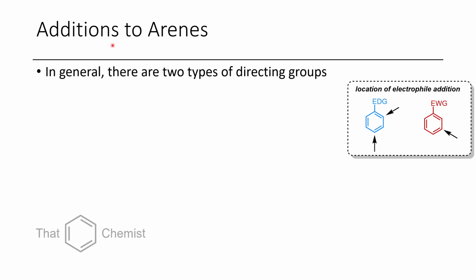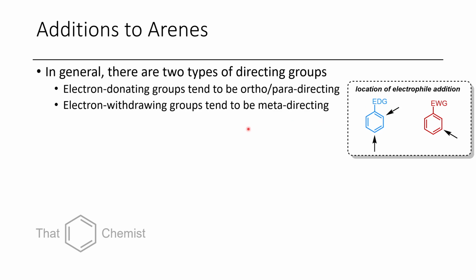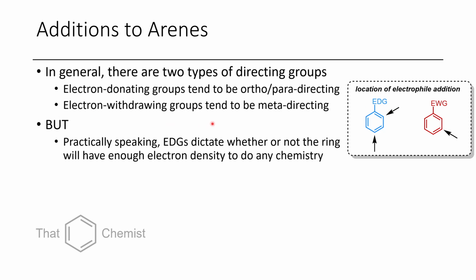So you can add different electrophiles to arenes. These could be carbon electrophiles, halogen electrophiles, nitrating agents, sulfonating agents, and in general, you can have two different types of directing groups. You can have ortho-para directing groups, which are typically electron-donating groups, or meta-directing groups, which would be electron-withdrawing groups. Typically, as I just said, electron-donating groups tend to be ortho-para directing, and electron-withdrawing groups tend to be meta-directing. But practically speaking, if you're trying to add a carbon electrophile to an arene, you're usually only going to get addition to occur if you have an electron-donating group, unless you have a really powerful electrophile.